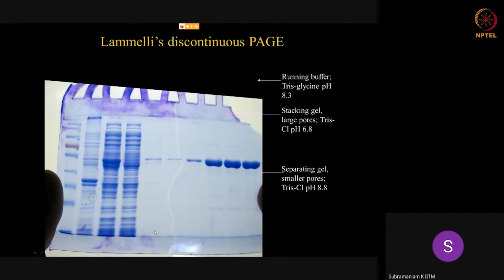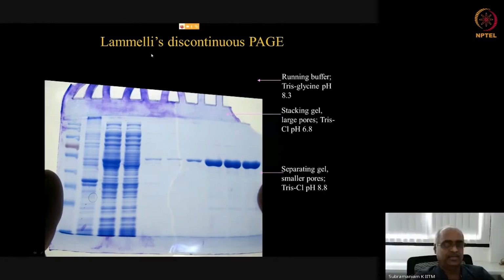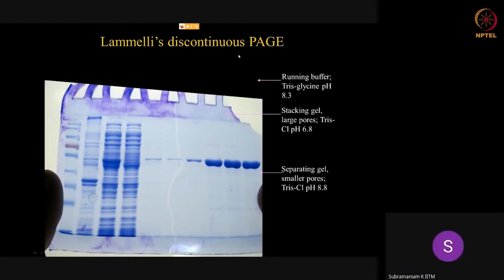So this problem or this limitation is primarily because you are making a thin gel between two glass plates, and that is because you want to prevent exposure to air. And to overcome this problem and increase the resolution, what U.K. Laemmli did was he introduced a modification, and that we call the discontinuous polyacrylamide gel electrophoresis.